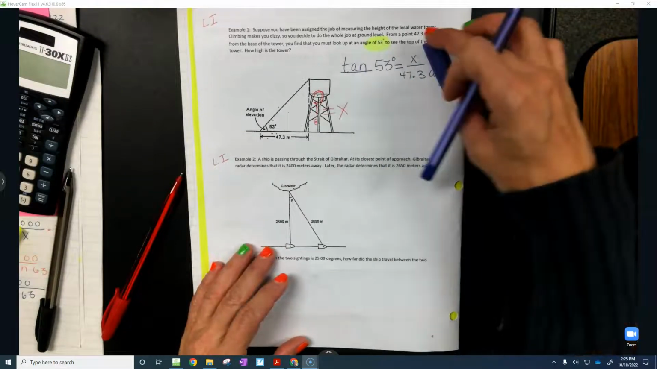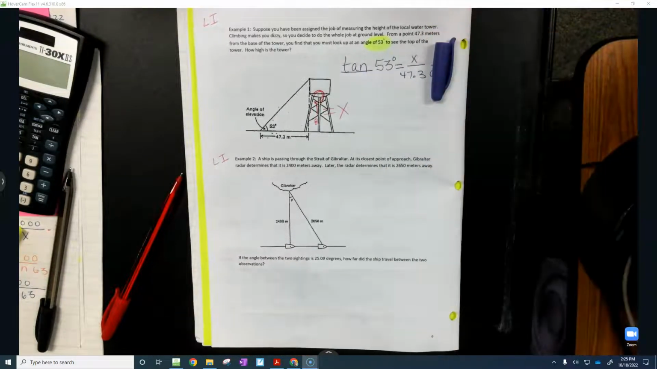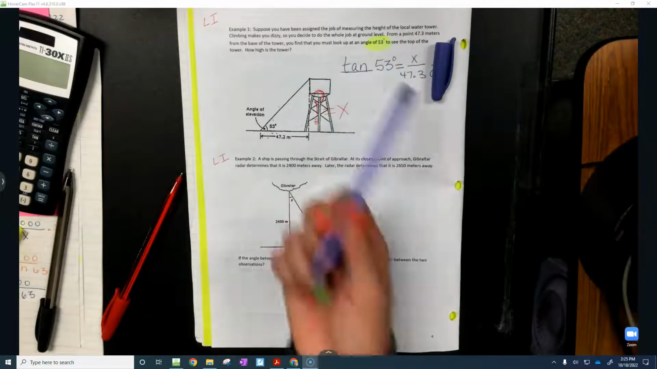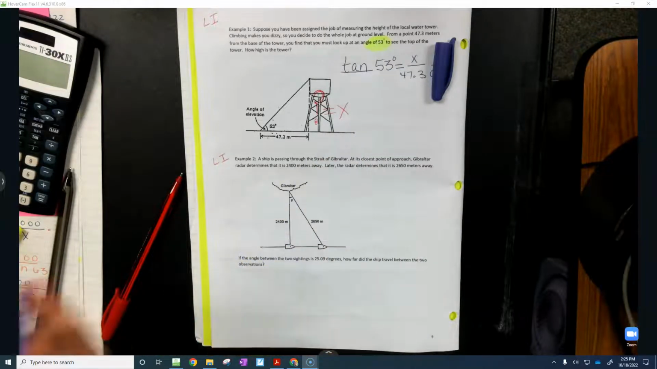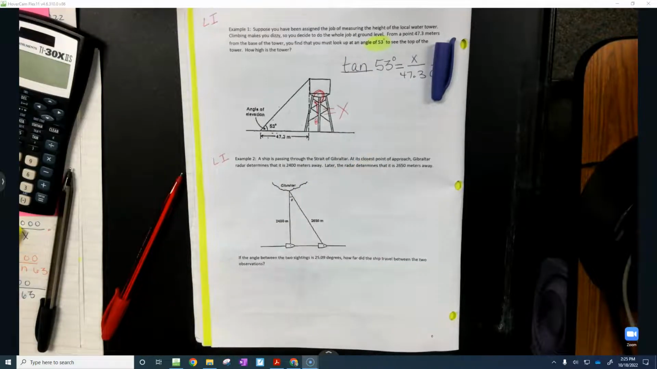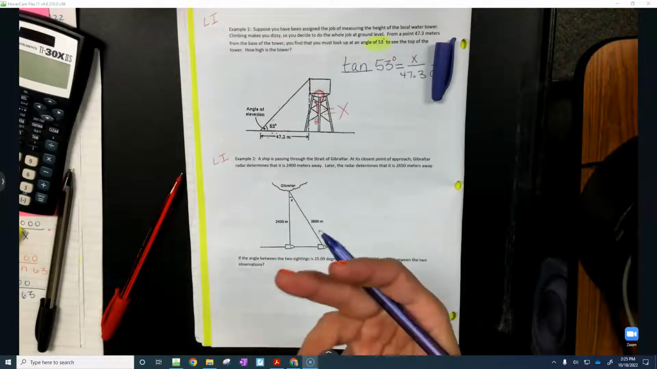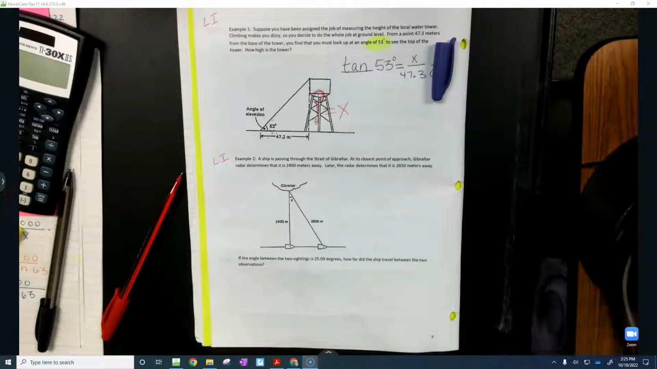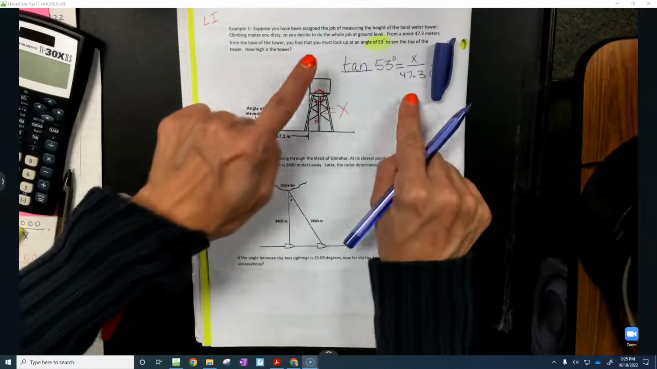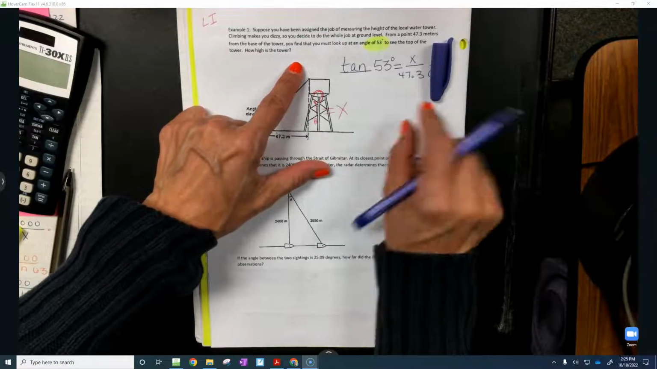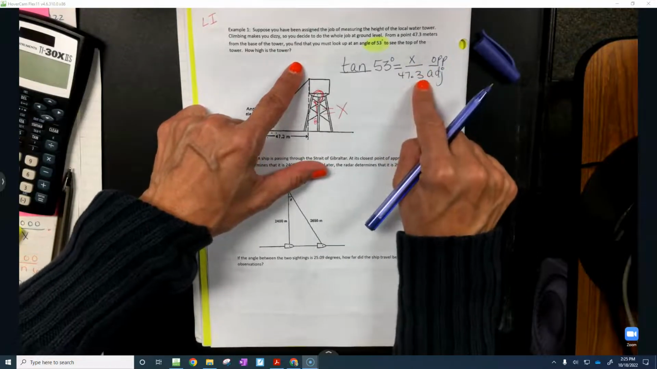So I'm going to use my pen to cover that up. All right, look, we got to solve for x. There's x. We need to solve for it. You can't solve for x in a fraction. So how are you going to get rid of that fraction? Multiply by the 47.3, right? I'm going to show you the calculator ready form. When you multiply both sides by 47.3, this goes away.